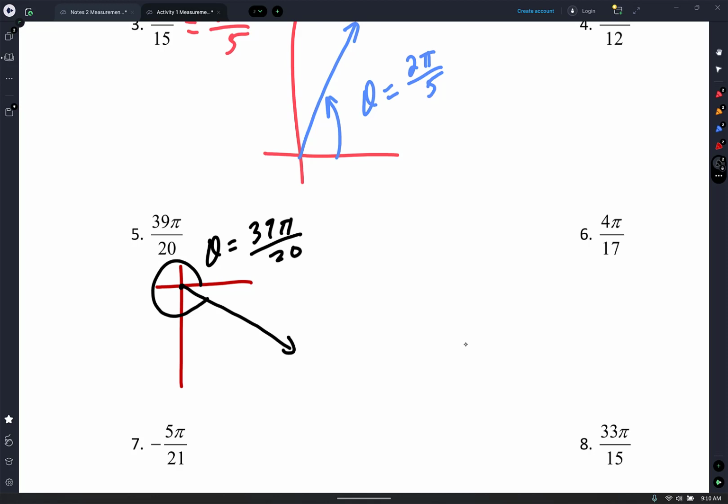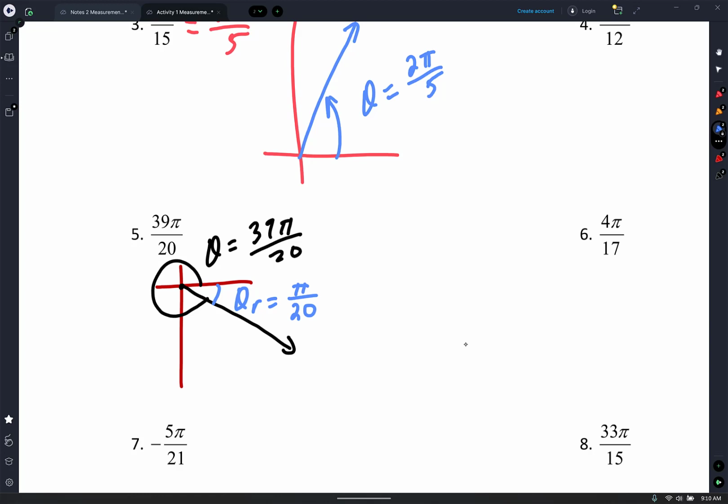And what's my reference angle? My reference angle is this guy. How close are you to a whole revolution? Pi over what? Yeah, I heard it. Say it loud. Pi over 20, guys. 39 pi over 20 plus pi over 20 is 2 pi. That will give you 40 pi over 20. That's 2 pi. Cool or not cool?